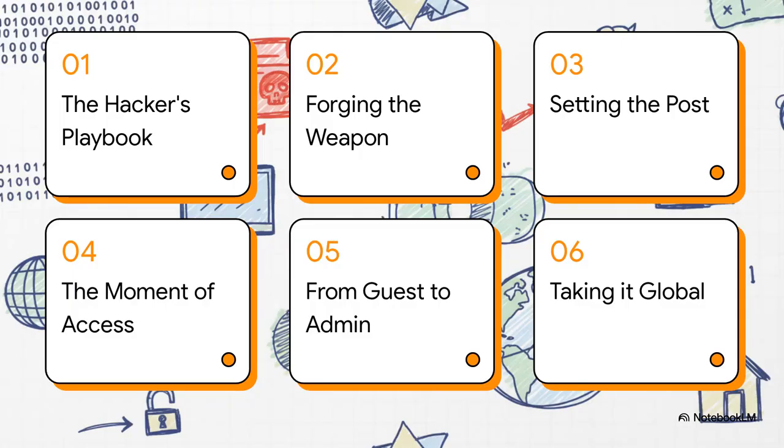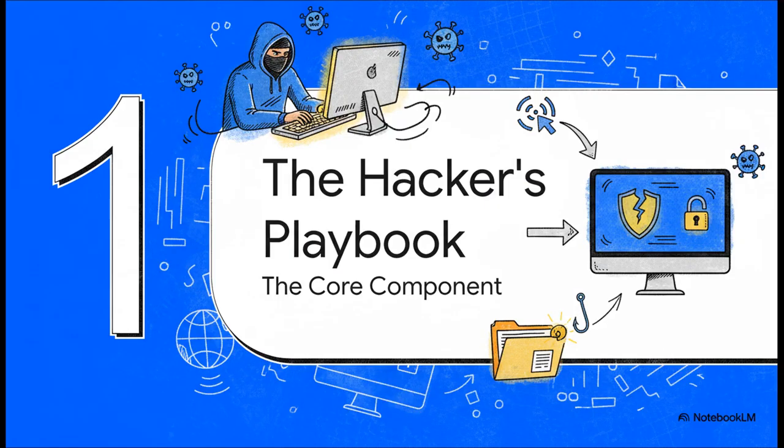Okay, so here's our game plan. We're going to follow the hacker's playbook step by step. We'll start with forging the weapon, then setting the trap, and we'll follow it all the way through to a total system compromise. Every single attack needs a weapon, right?